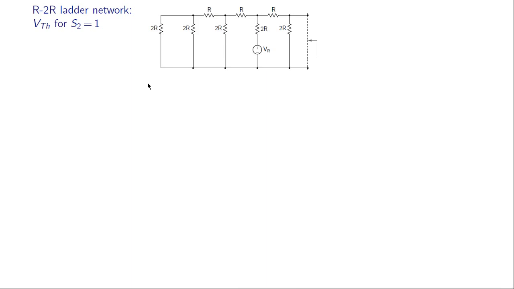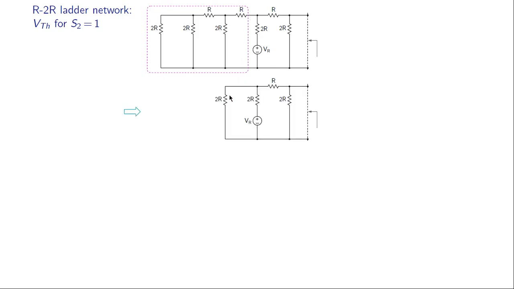Next, let us consider S2 equal to 1 and all other bits equal to 0. So the voltage supply is here now. To begin with, we can combine all these resistors. 2R parallel to R is R, R plus R is 2R, then 2R parallel to R again is R, and R plus R is 2R. So this entire network is equivalent to a single resistance 2R, like that.